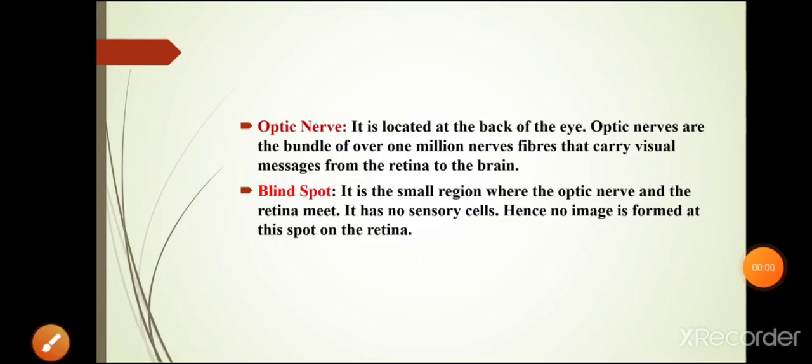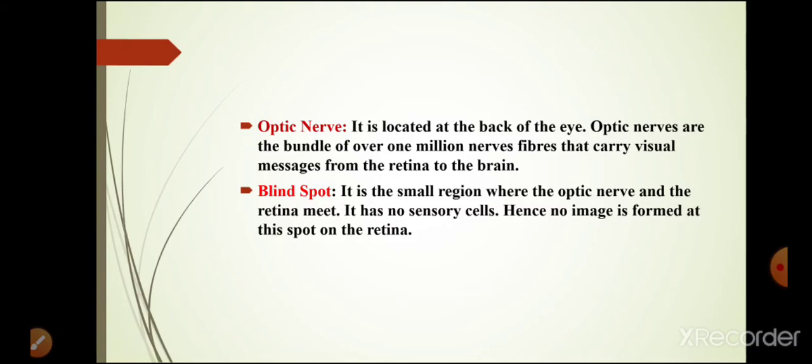Now students, I will explain to you the working of the eye. As you know, light is reflected off objects, right? After that, when that light is reflected, it enters our eyes through the cornea, and the cornea bends the light rays through the pupil.